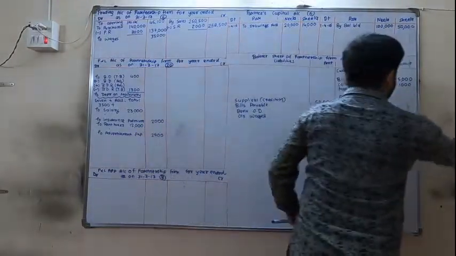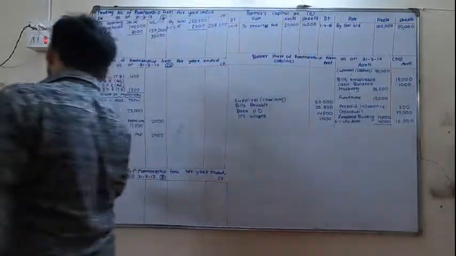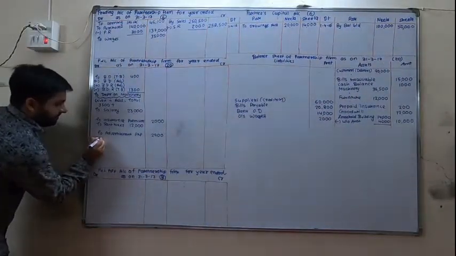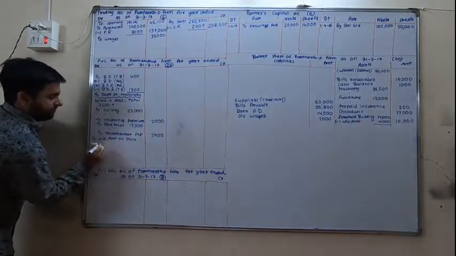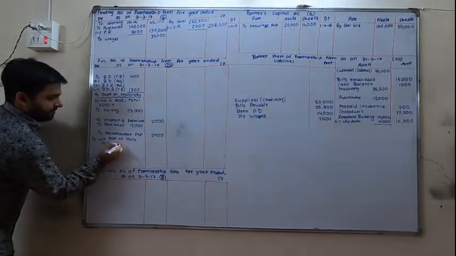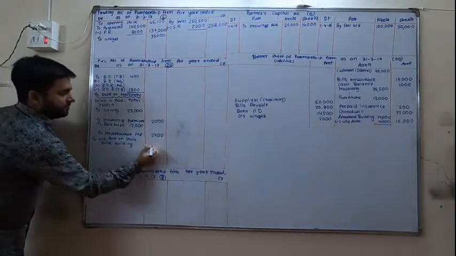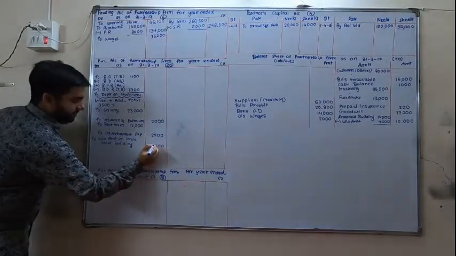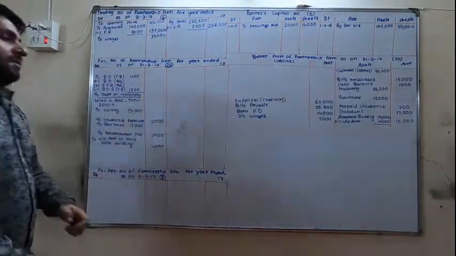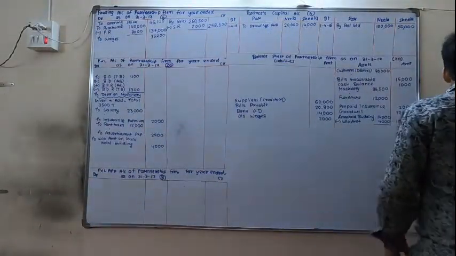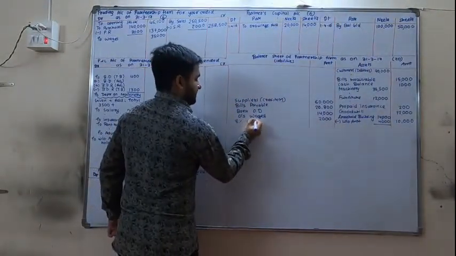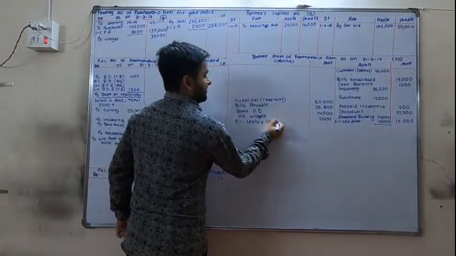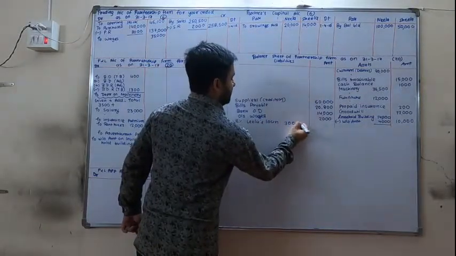Now the second effect is P&L debit. To written off amount on leasehold building 4,000. Then the next and last thing of the trial balance: 8% Leela's loan is 30,000. 8% Leela's loan in the inner column 30,000.